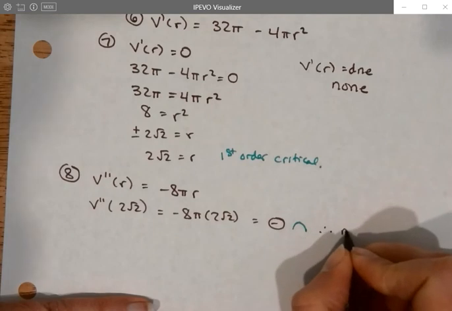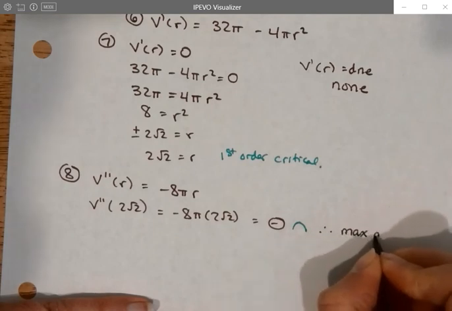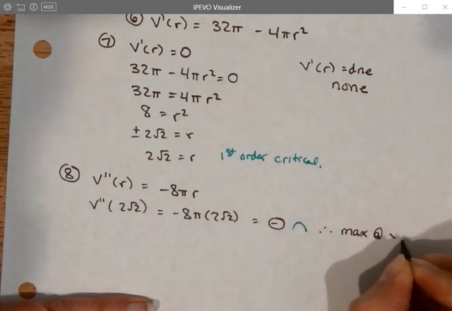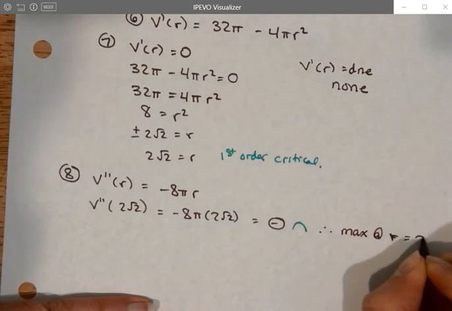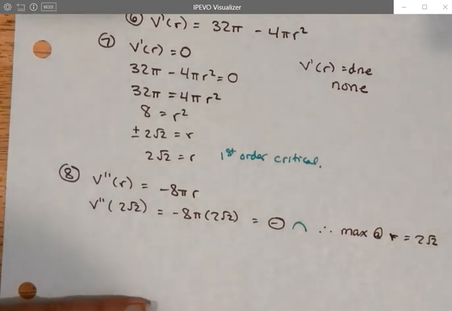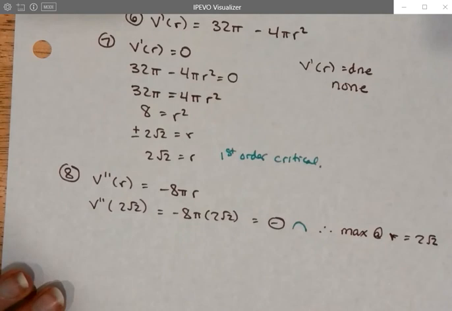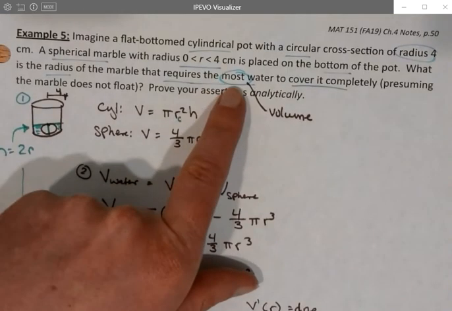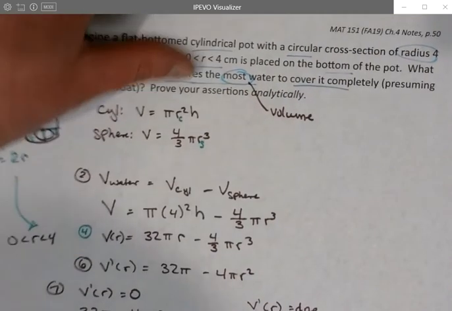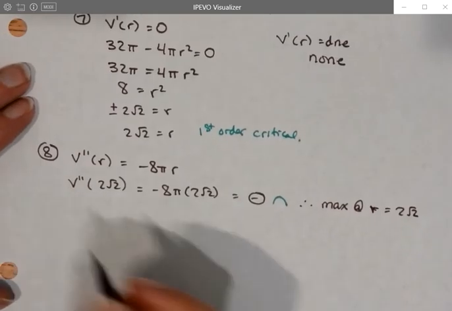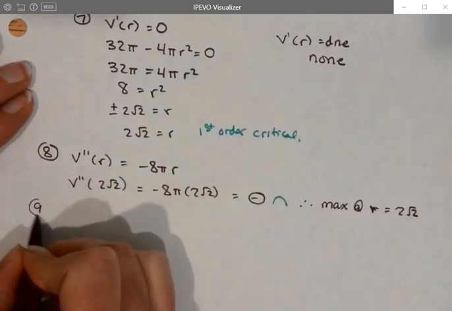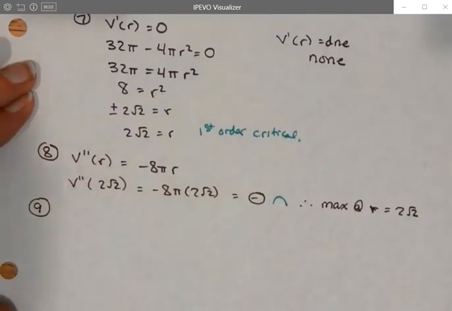So our conclusion is that we have a maximum at r, I almost wrote an x there, so at r equals 2 square root of 2. Well, that's luckily what we were looking for. Remember, we're trying to find the most water, so that's going to be the maximum. So now we're ready for step 9, just getting our conclusions and verifying that they make sense.